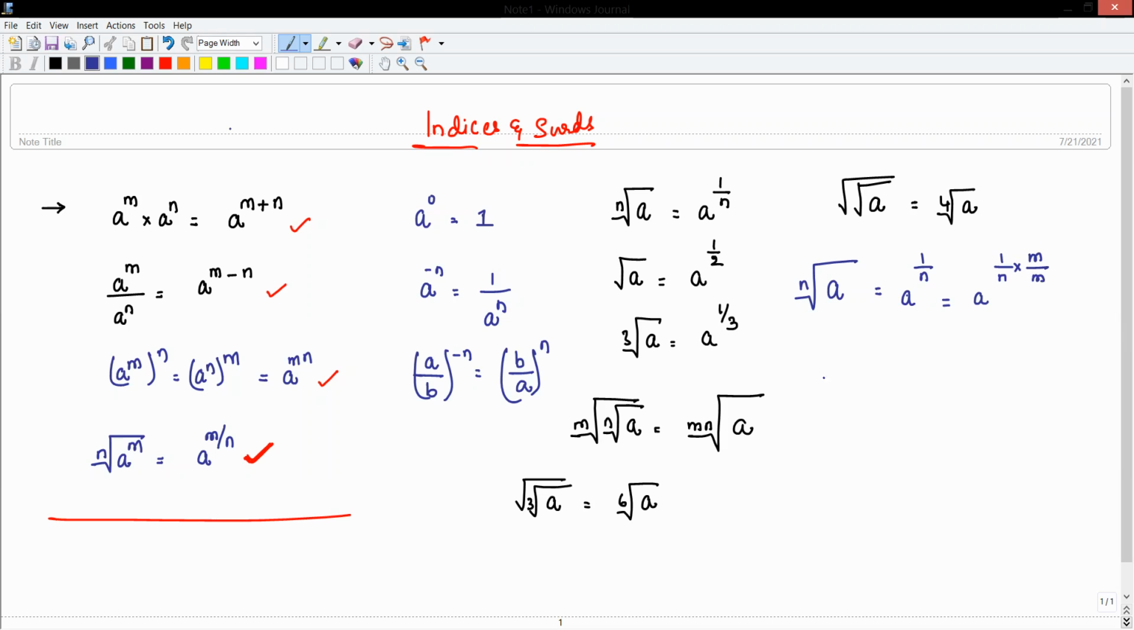What happens if I multiply and divide it by m? I'll get a power m by mn, which is equal to the mnth root of a power m. In other words, if you multiply by m here, you need to multiply the same m in the power. This is very important.